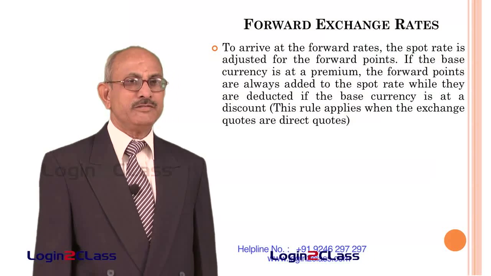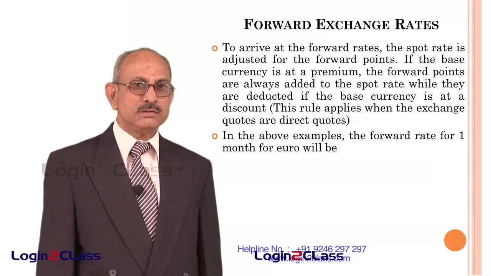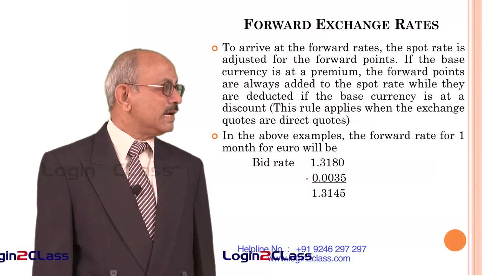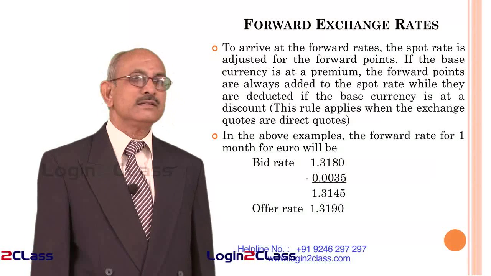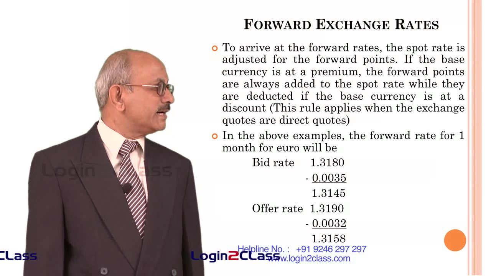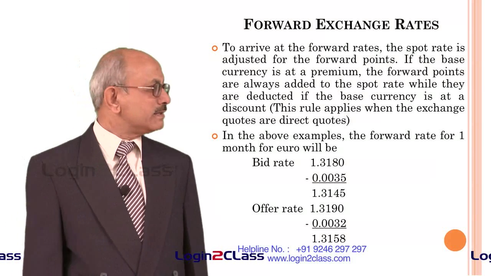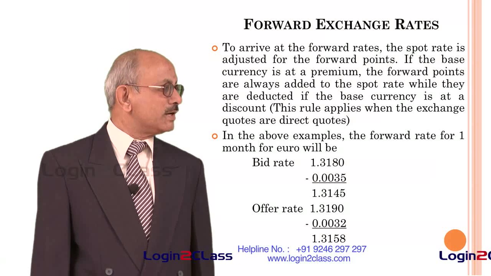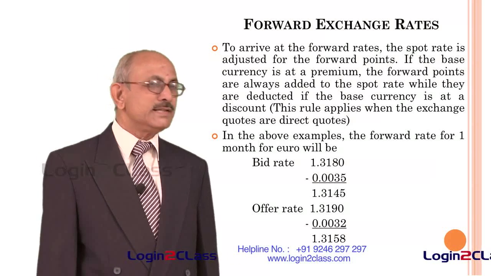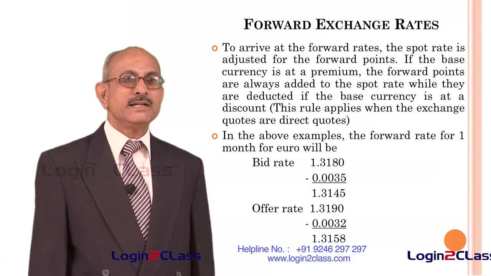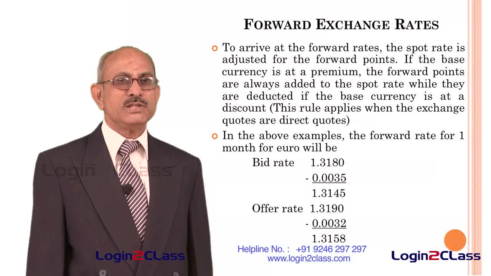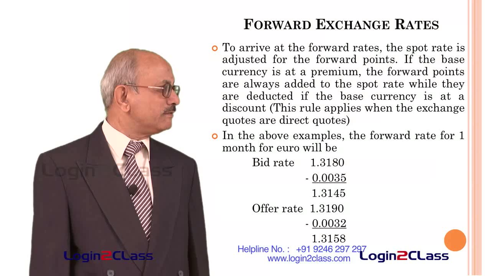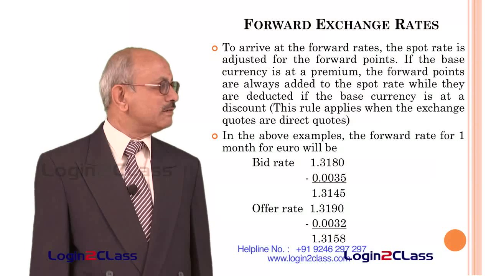So in the earlier example, we found out that euro is at a discount. So that 35, 32, which is the forward margins for 1 month, have to be subtracted from the rates quoted on a spot basis. The first rate is always the bid rate, the second rate is always the offer rate. So the bid rate was 1.3180. Since the currency is at a discount, you deduct that 35. 35 means it is 0.0035. So 1.3180 minus 0.0035 will give you the figure of 1.3145.